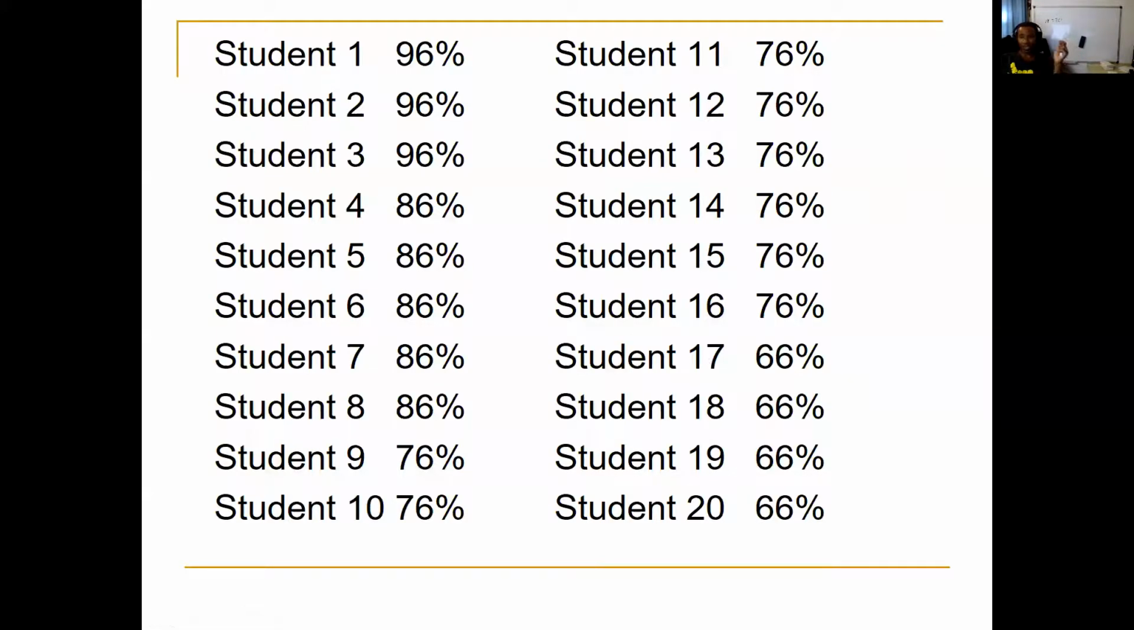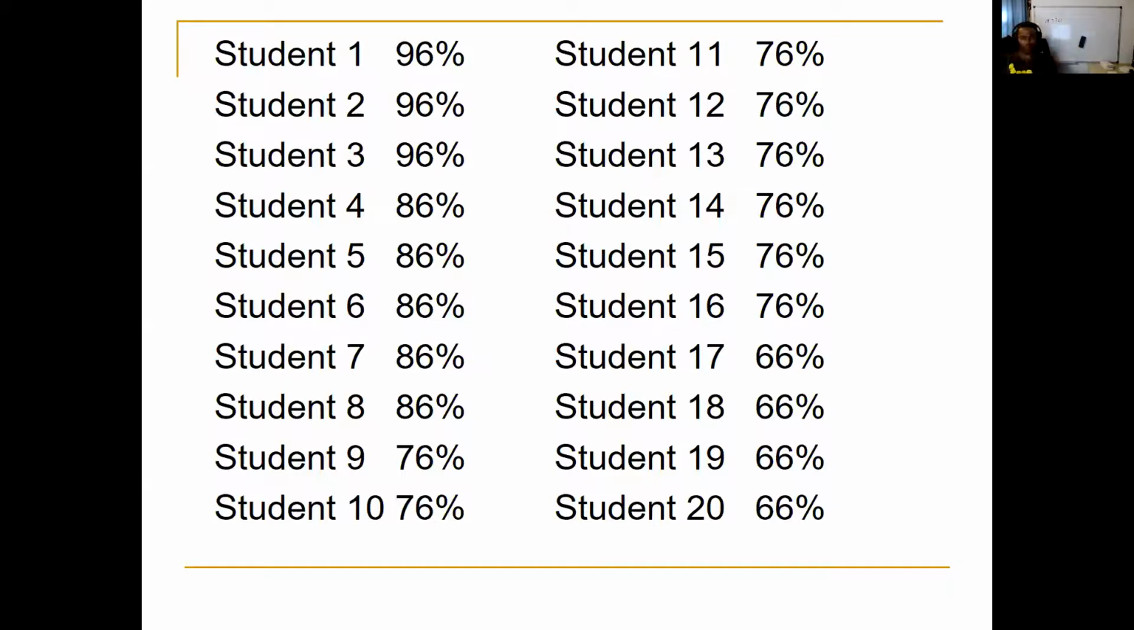Now, the way that you could do this is you could take those three 96s, add 96 plus 96 plus 96. Those 5 86s, add 86, 86, 86, 86, 86. Add those 8 76s, plus 76, plus 76, and so on and so forth. And then you could add the 4 66s, 66 plus 66 plus 66 plus 66, and then divide by 20. That's the long, cumbersome, tedious way to do it, but it works because what we see here is a list of raw scores.